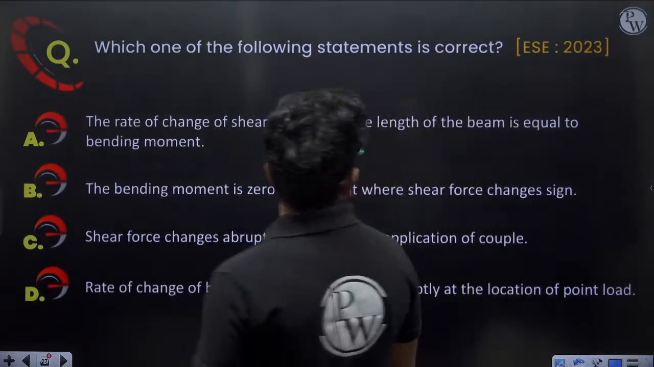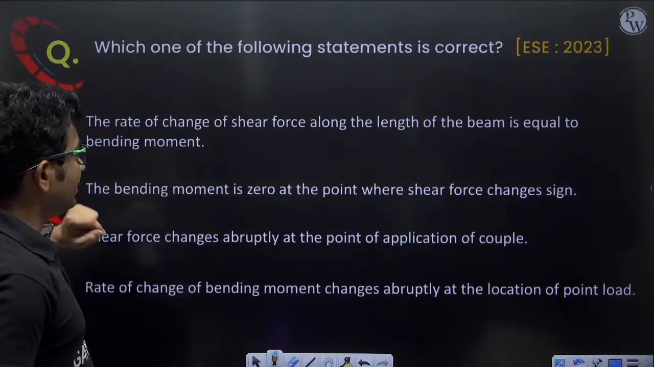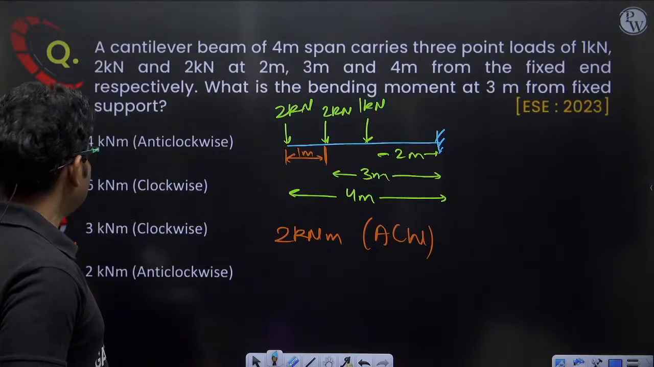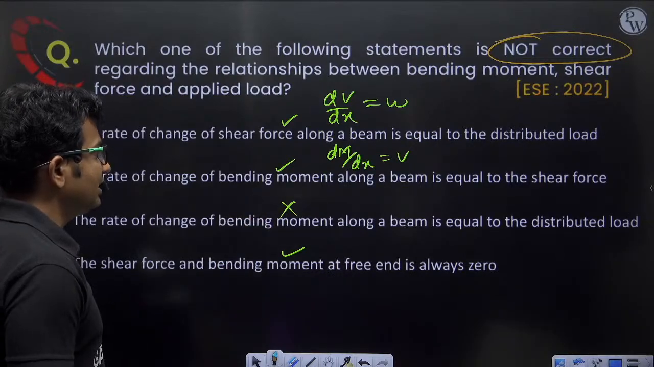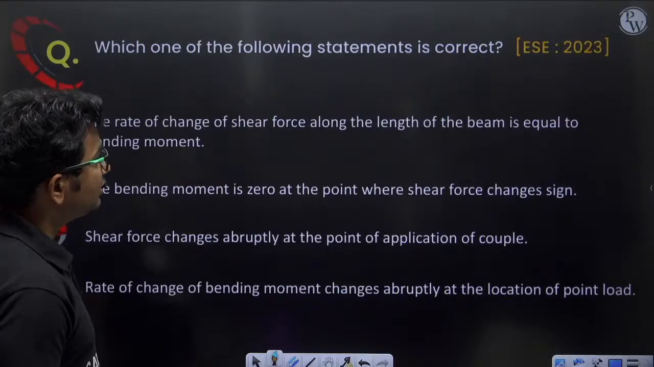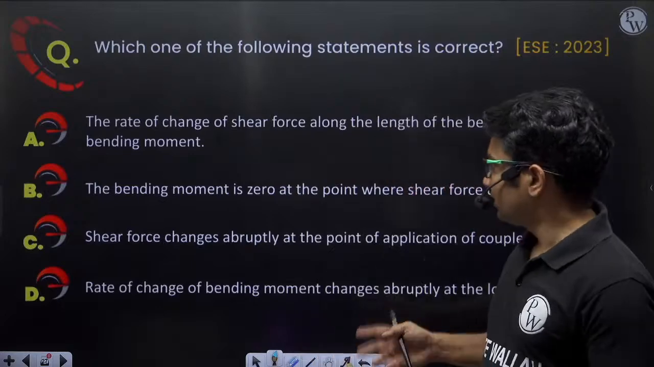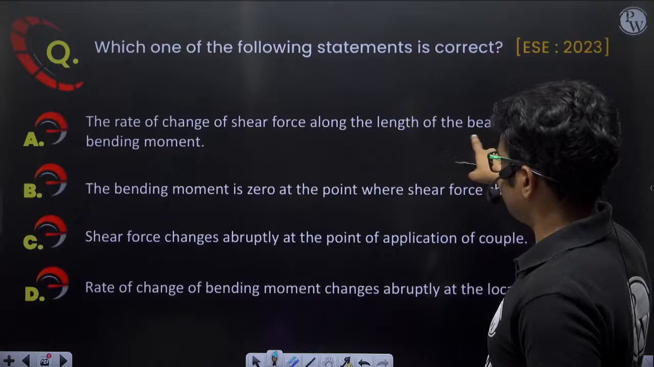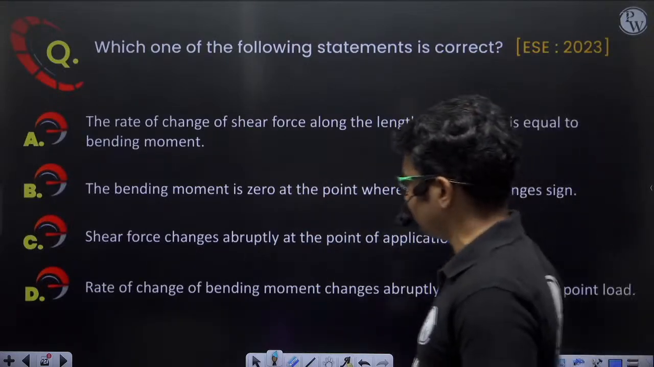Which one of the following statements is correct? The rate of change of shear force along the length of the beam is equal to bending moment. This is repeated, I think. Okay, so same question is repeated in 2022 and 2023. In ESE you can see, earlier it was asked not correct, here they are asking which one of the statements is correct. Rate of change of shear force along the length of the beam is equal to bending moment. This is wrong. Similar question, not exactly same.